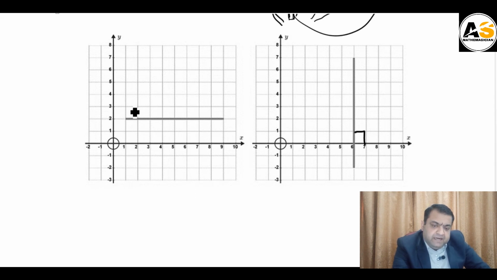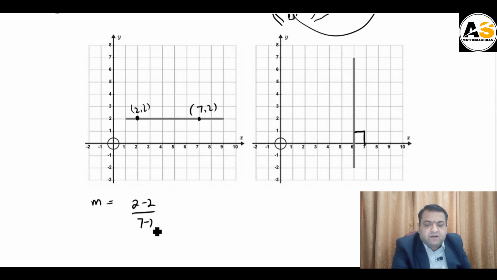how come the gradient of a horizontal line is 0? You see this line? I am taking its 2 points. What is this point? I guess it is 2, 2. Move a bit. What is this point? This is 7, 2. Now find the gradient. What will be the gradient? y2 minus y1 over x2 minus x1. 0 over 5, 0. Gradient of any horizontal line is 0.